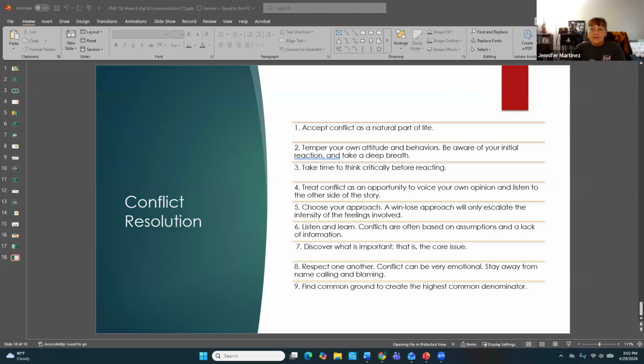And then find a common ground. Always try to find a common ground. Maybe we're not going to be best friends, whatever it is, but we can find a common ground that we can both agree on, and still be able to work with each other and not have continued conflict. And again, conflict isn't just going to be with your clients. It also could be with your coworkers and other things. So just beware of that.